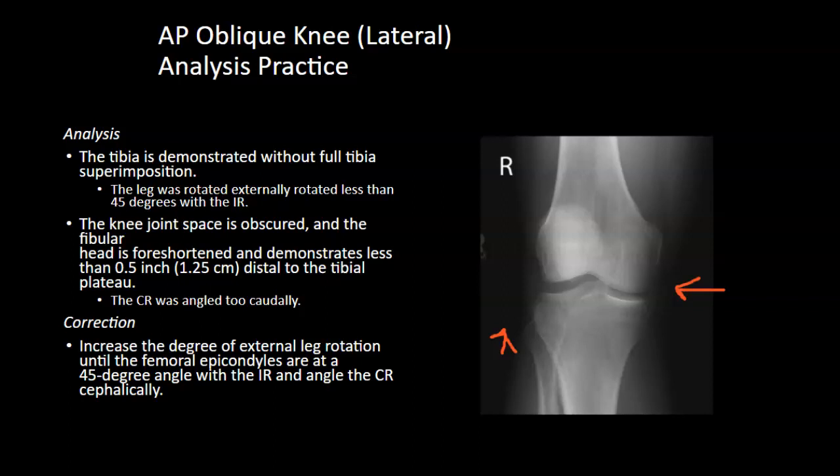Second, we are conducting a lateral oblique projection. The fibula head is not completely superimposed by the anterior edge of that tibia, so we're insufficiently rotated. We need to increase that leg rotation to 45 degrees for those epicondyles to be at that 45-degree angle with the IR to place the anatomy in the projection in the positioning that it needs to be in.